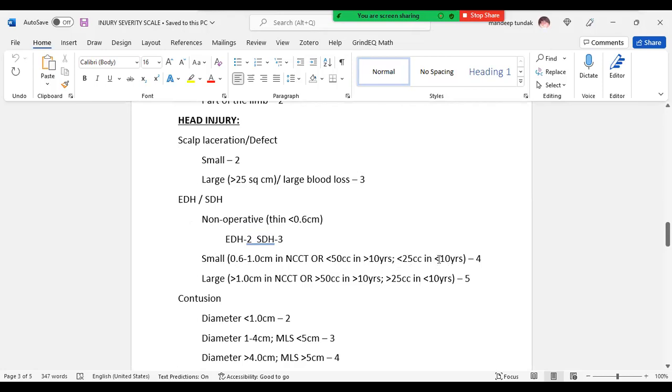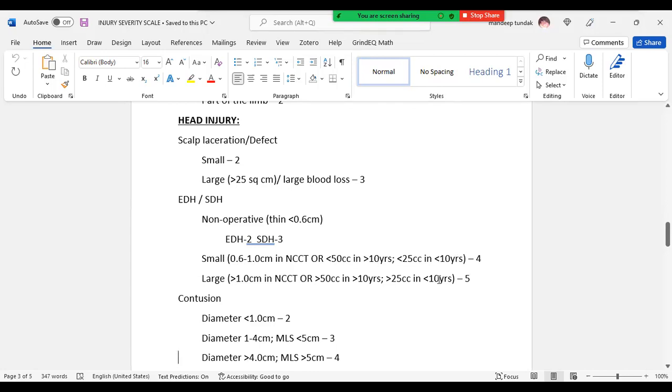See, AIS scoring is given for pediatric patients, but if you calculate ISS by squaring and summing, the ISS mortality prediction is not appropriate. You can give the scoring to a pediatric patient less than 12 also, but the mortality predictor will not be good. That's why I'm telling you. For adult patients more than 10, it is 50 cc or less than 50 cc. For pediatric, less than 25 cc.